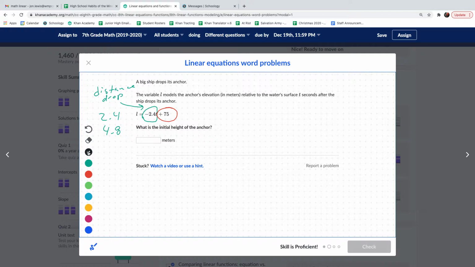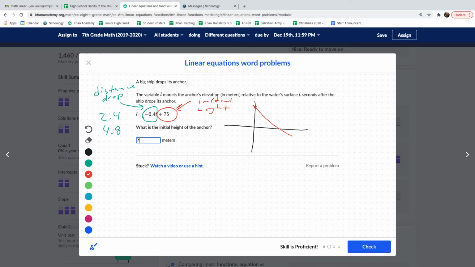So if we were to draw this in a graph, your y-intercept would be here. That's the concept. It's at 75 meters. And then as time progresses, it drops until it gets to the bottom. So this is our initial height. Sorry for the bad handwriting. So the answer simply on this is 75.